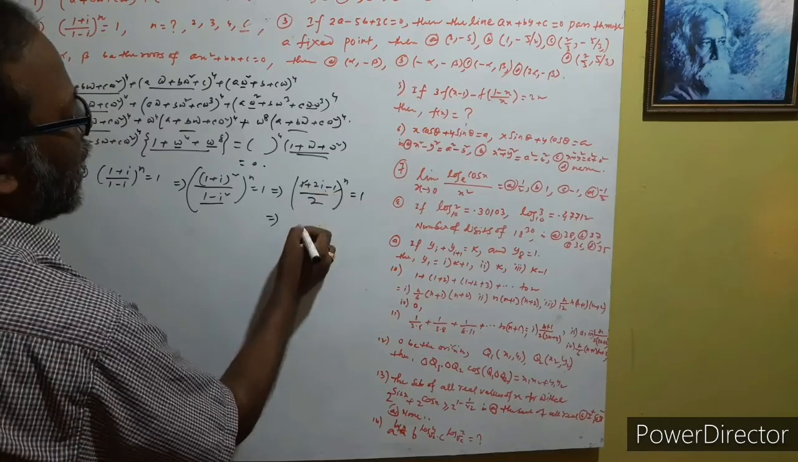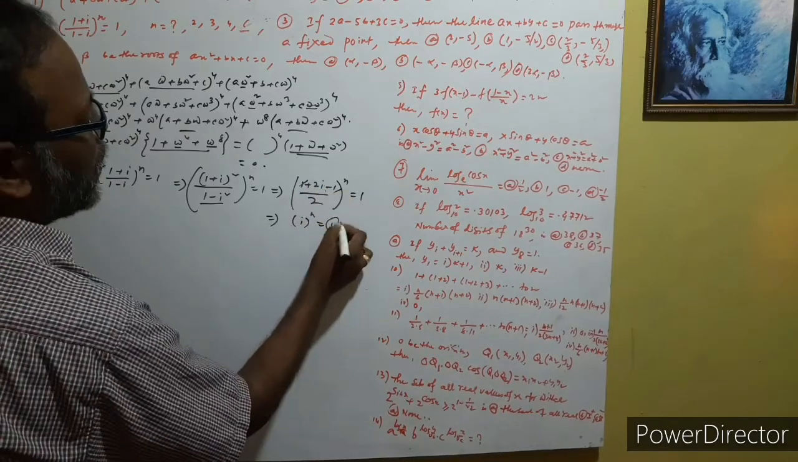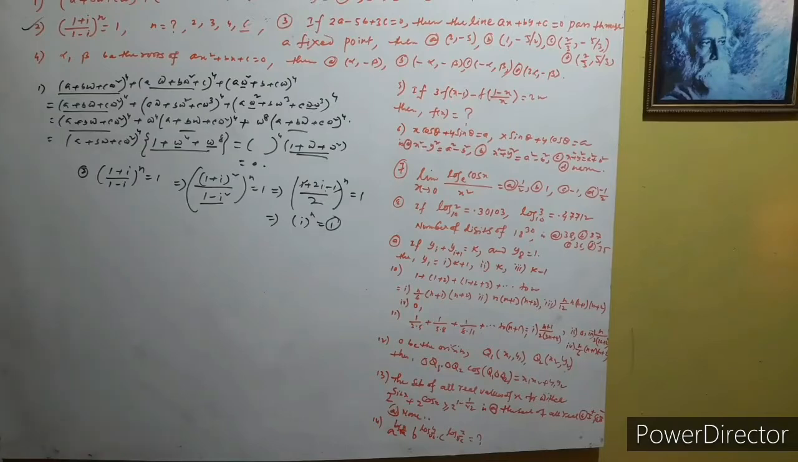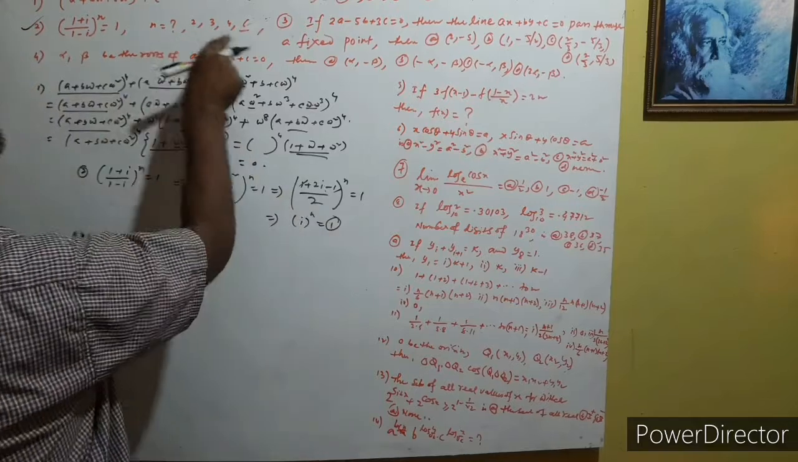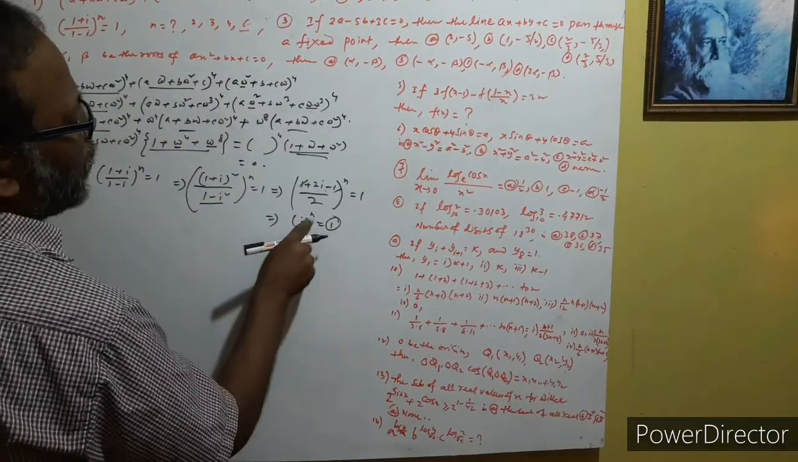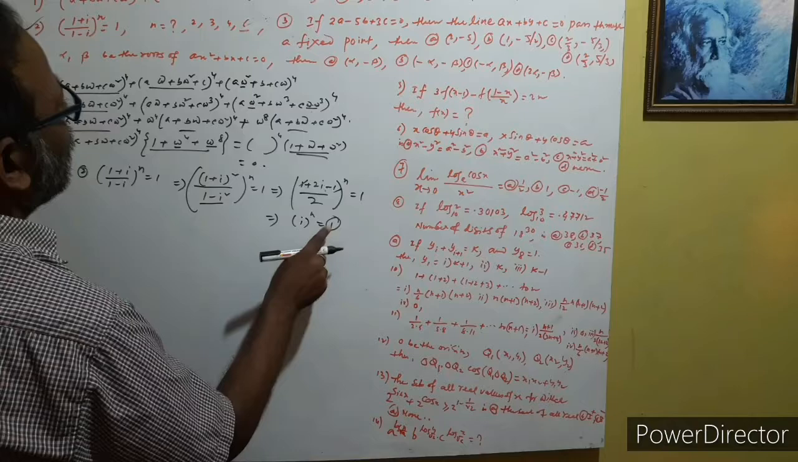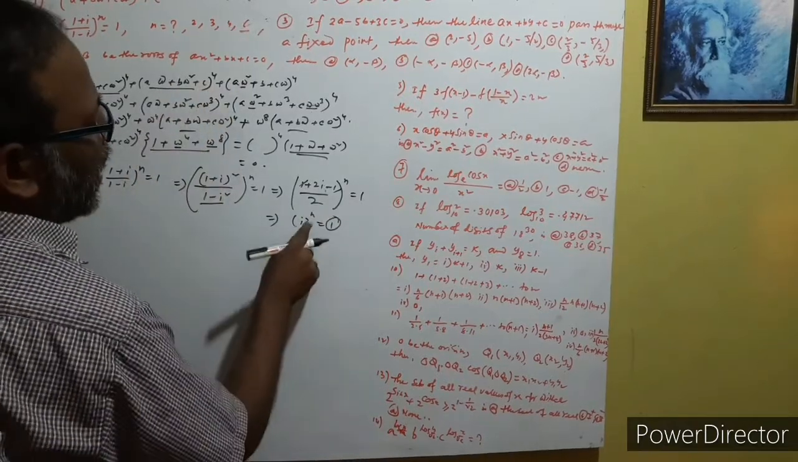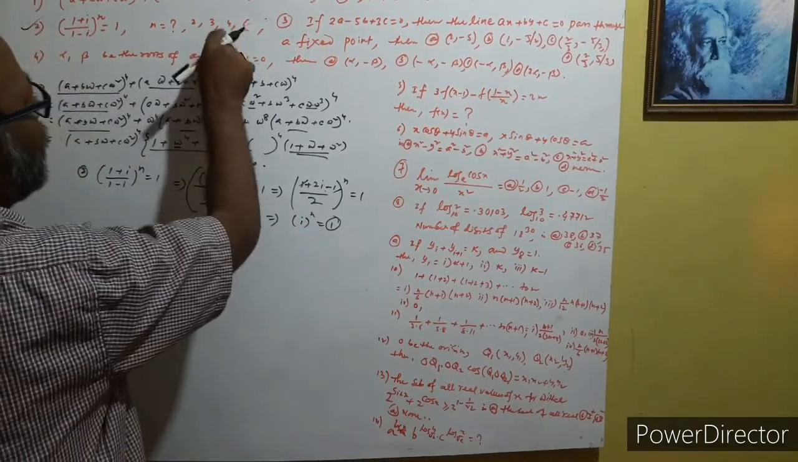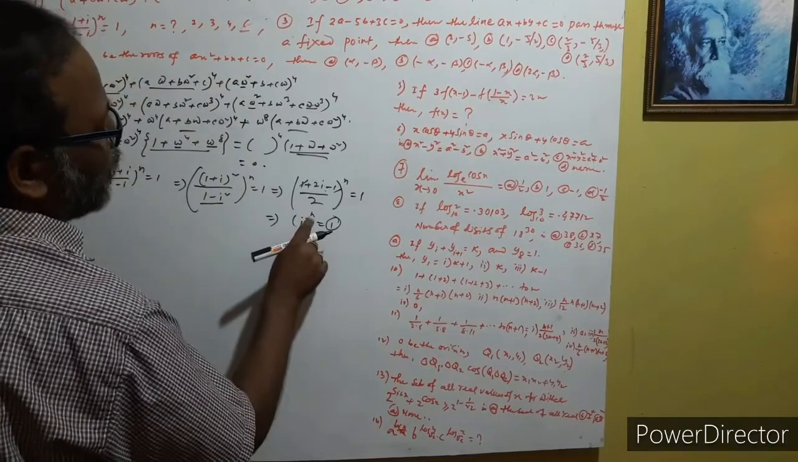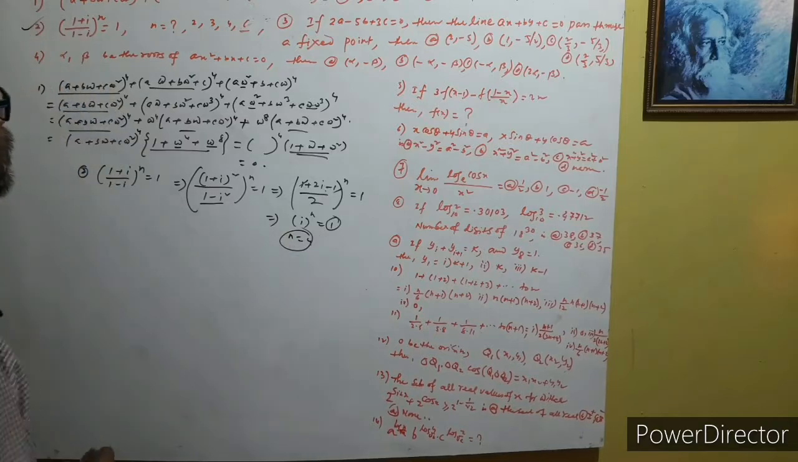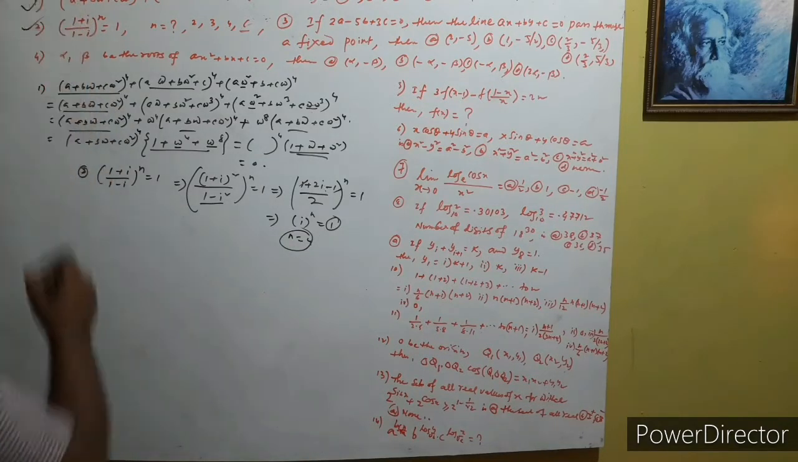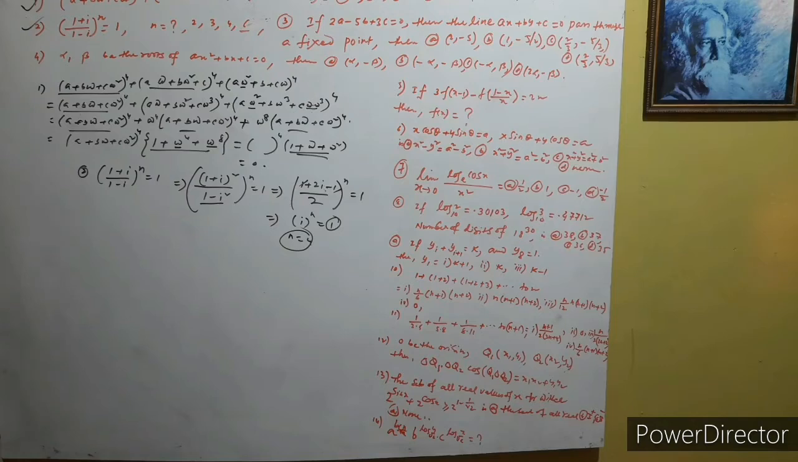So 1 cancels, and i to the power n is equal to 1, and which value is satisfied for the least value of n. If you put here 0, but 0 is excluded here. So now if we put here 2, then we get here minus 1. So if we put here 3, then we get here minus i. But if we put here 4, i to the power 4, then we get here 1. So the least value of n is 4. Okay, so 1 and 2 are complete. Now see the next question.